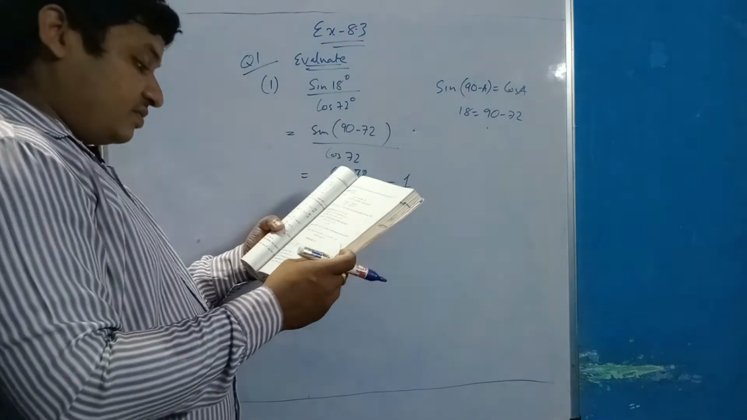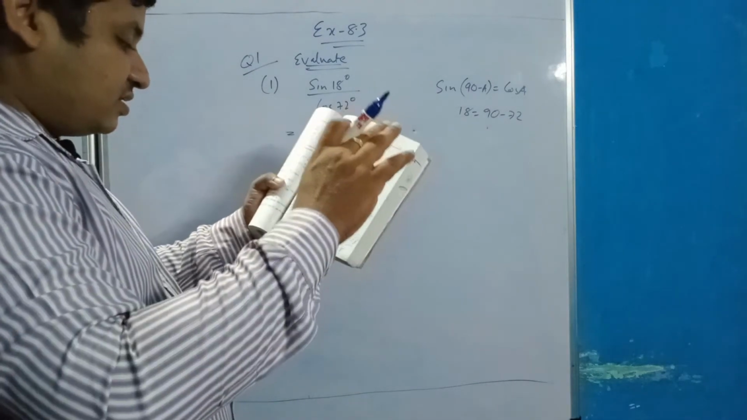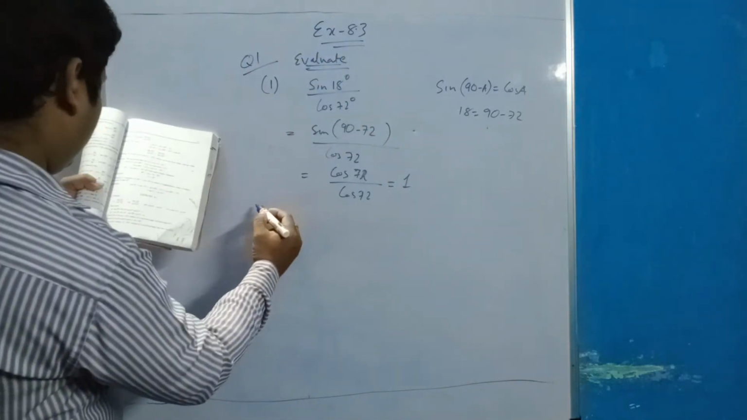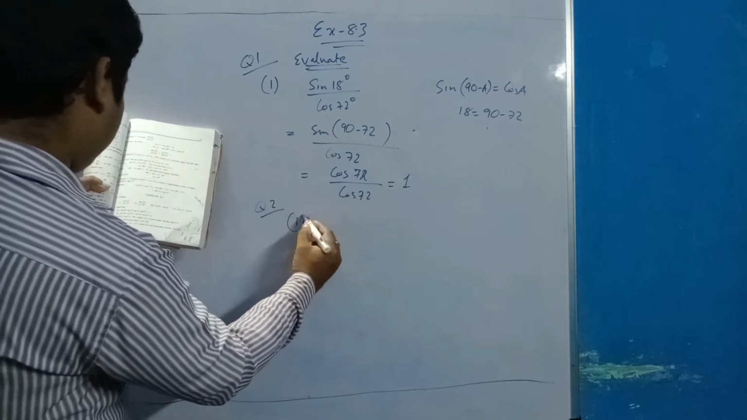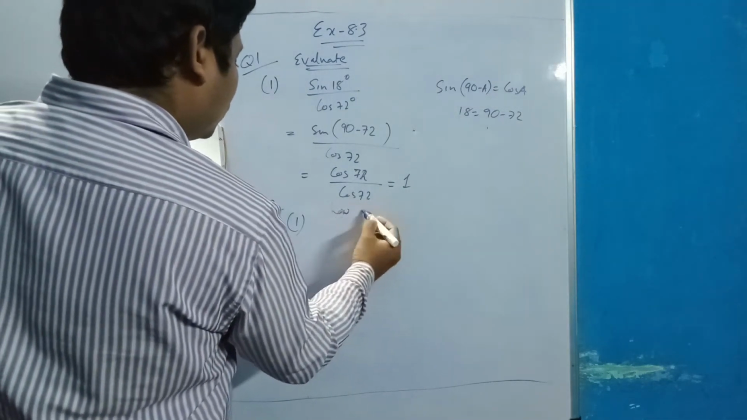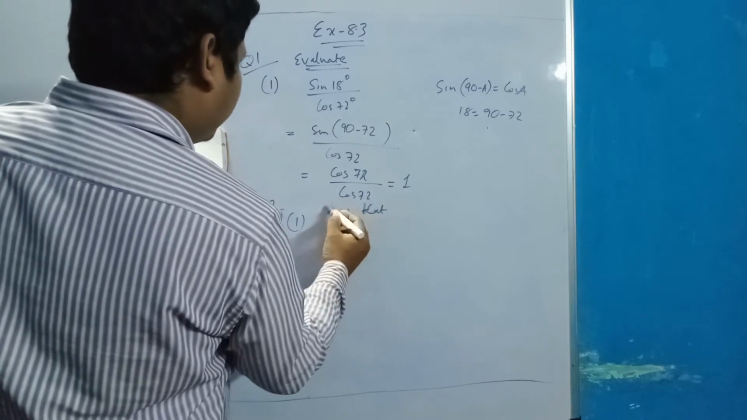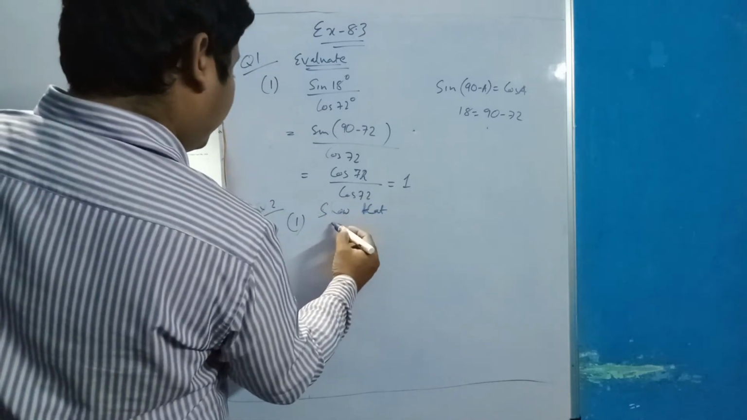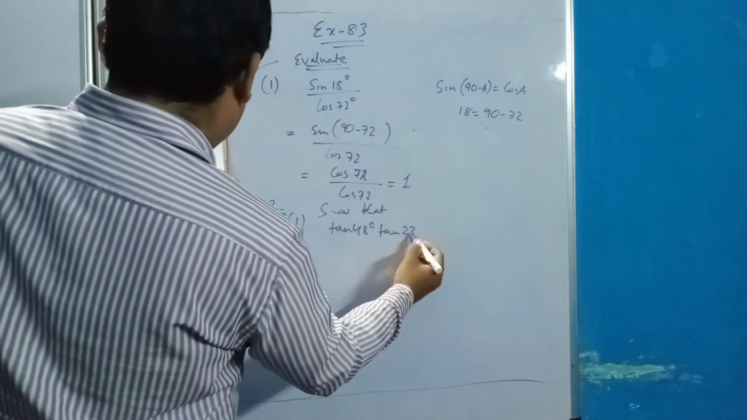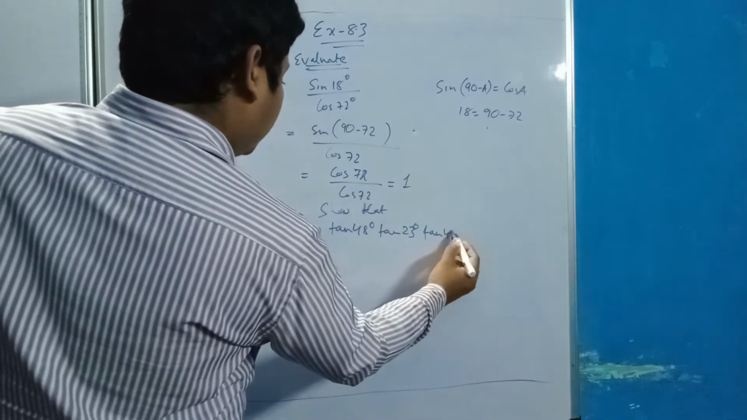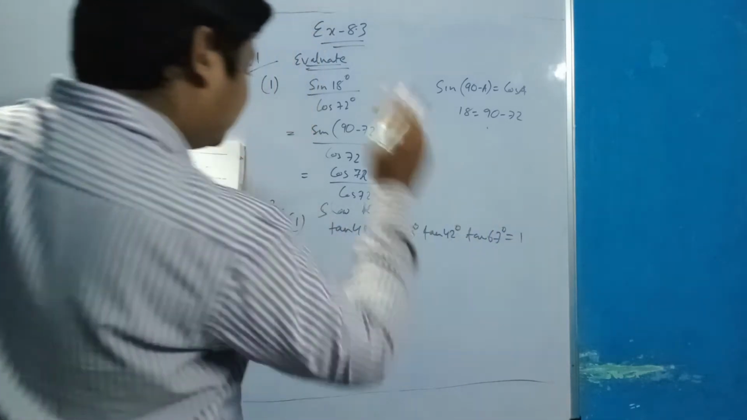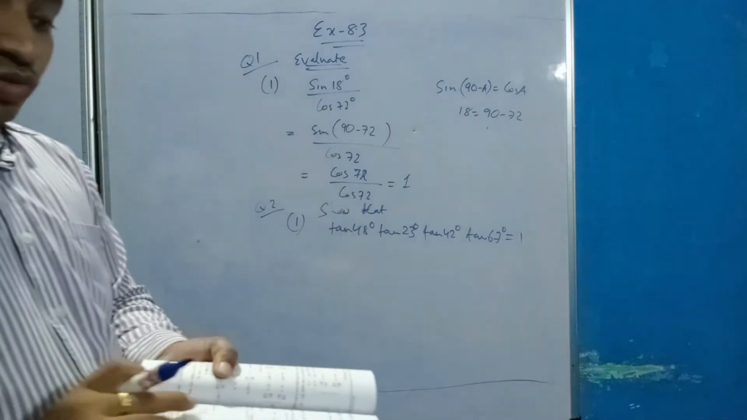So question number 1, parts 2, 3 and 4 are in the same way. Next, question number 2. Part 1 I will solve, where you have to prove: tan 48 degree, tan 23 degree, tan 42 degree, tan 67 degree equals 1. So this has to be proven.